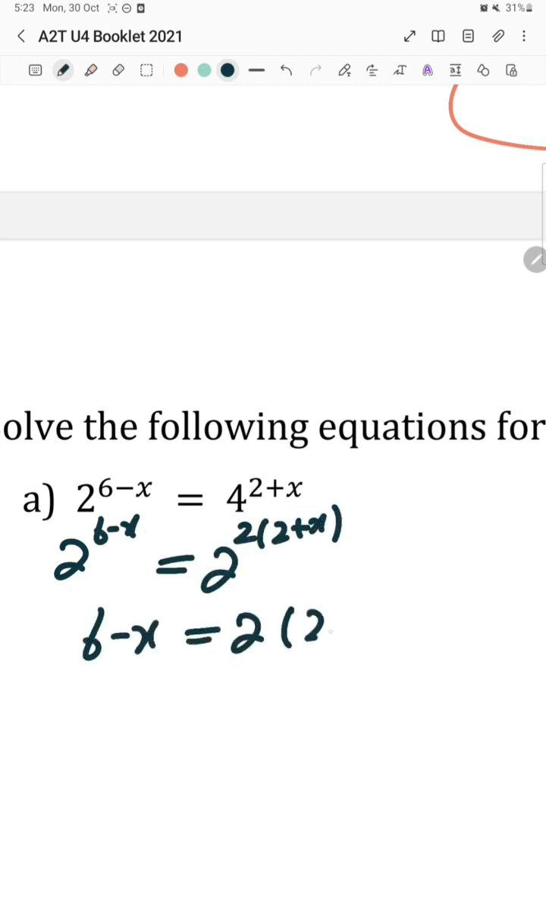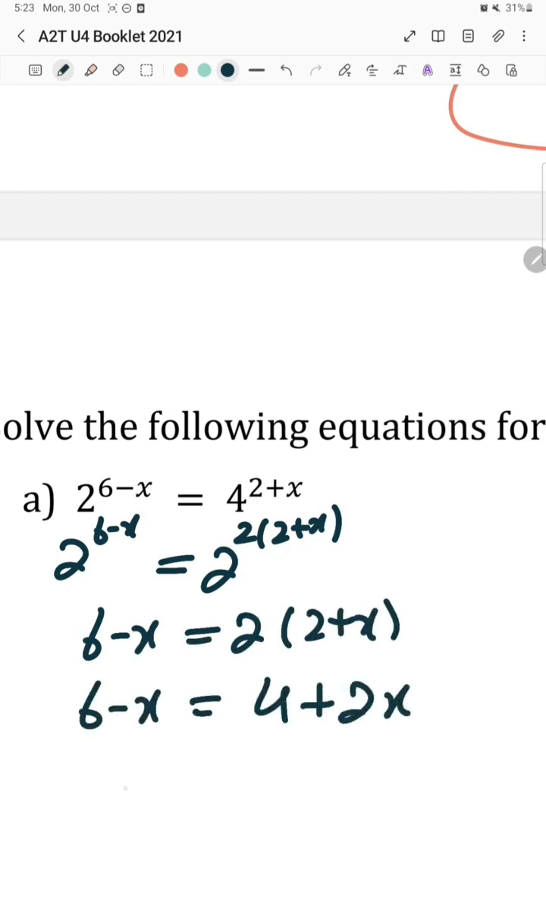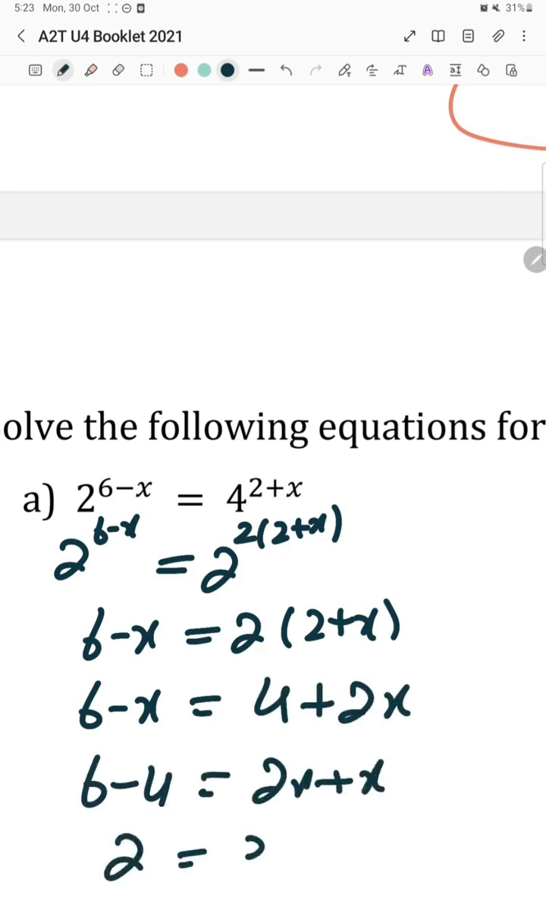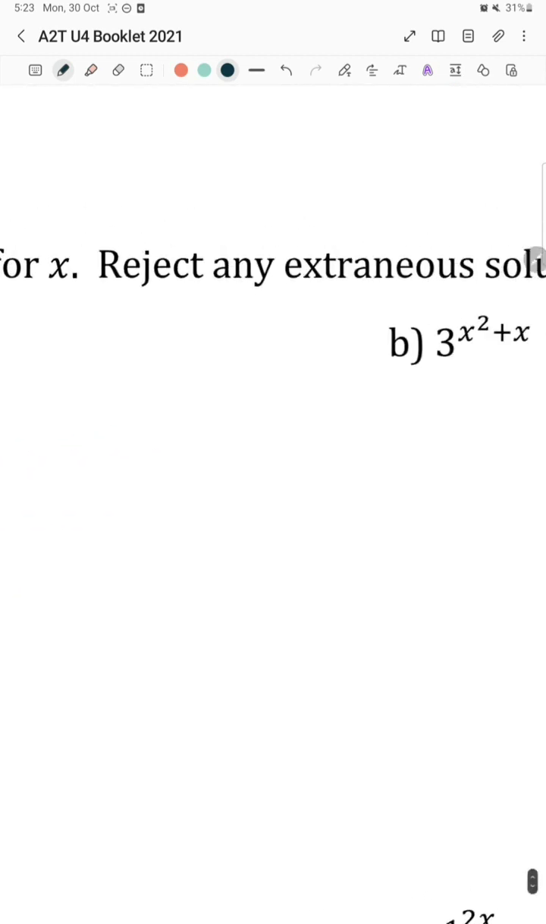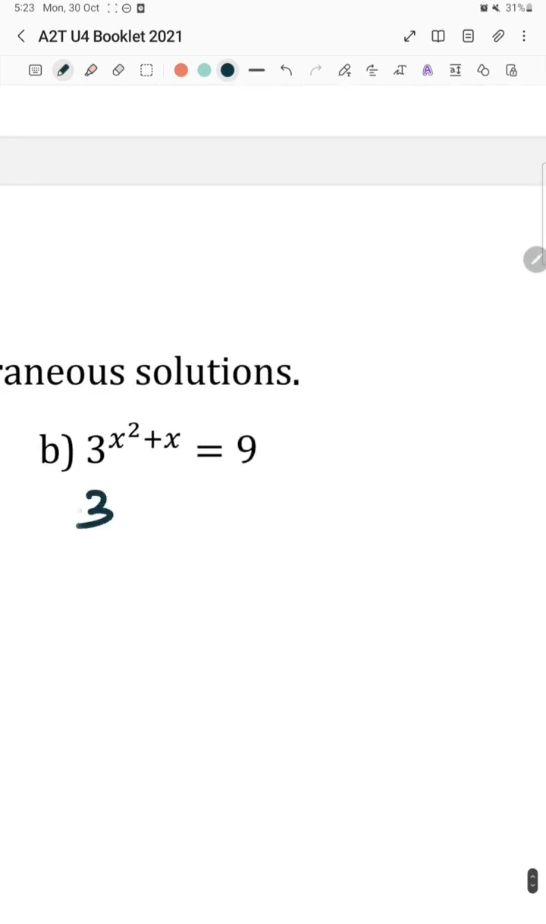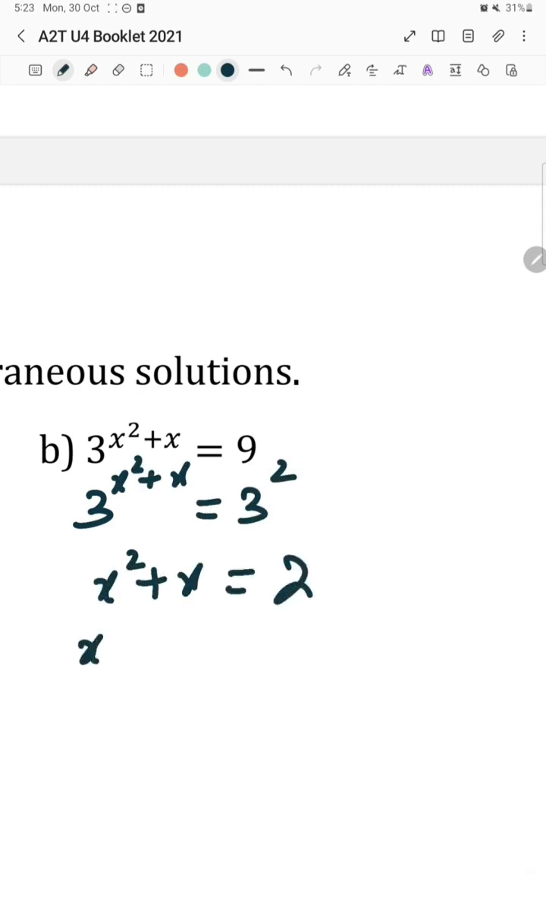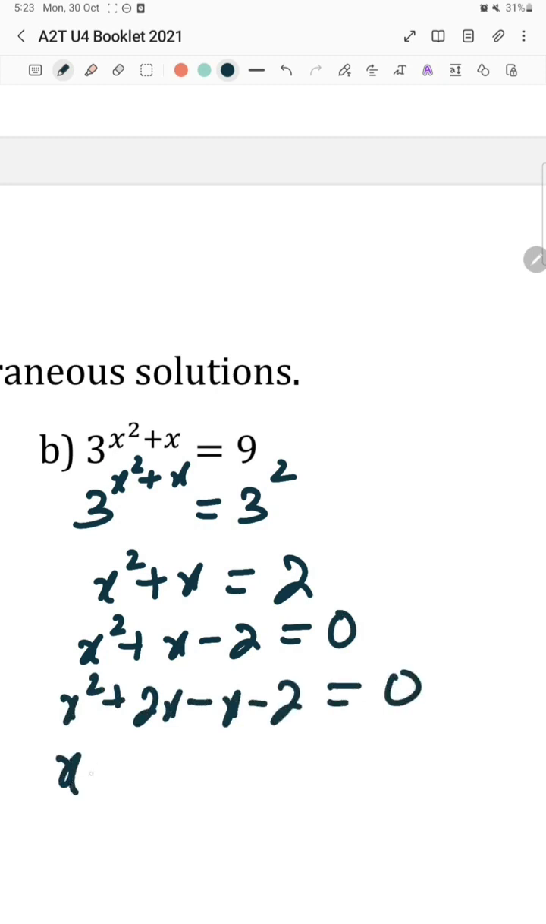Solve the following, very simple. You just need to make the base same and then equate the exponents. So you can see this is the quadratic equation, so we will use the quadratic formula.